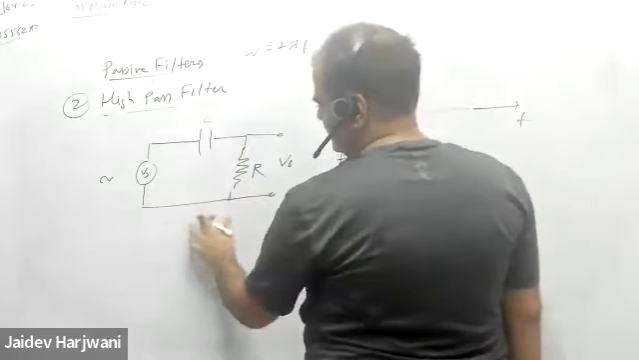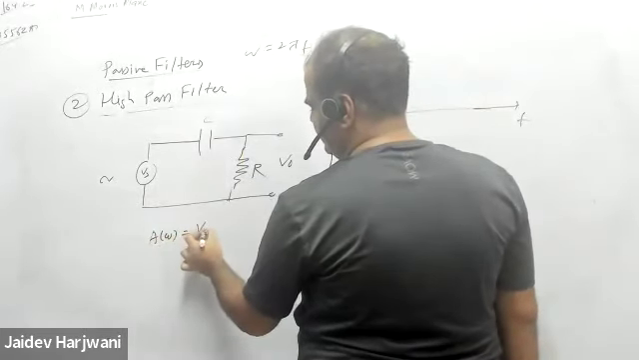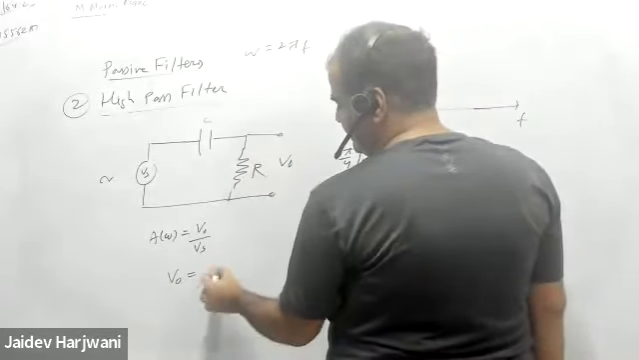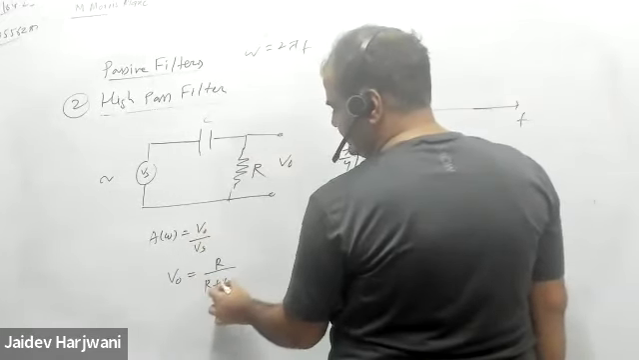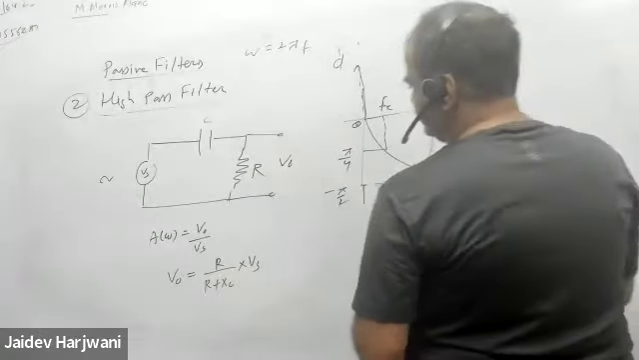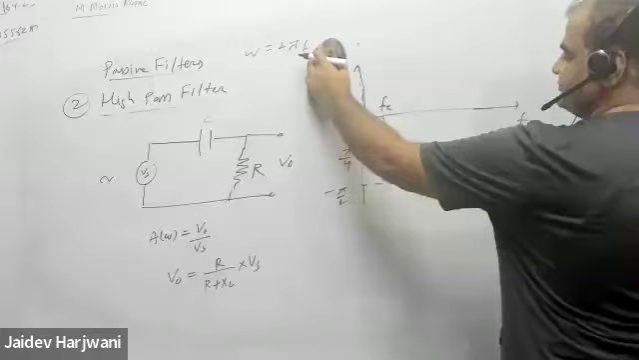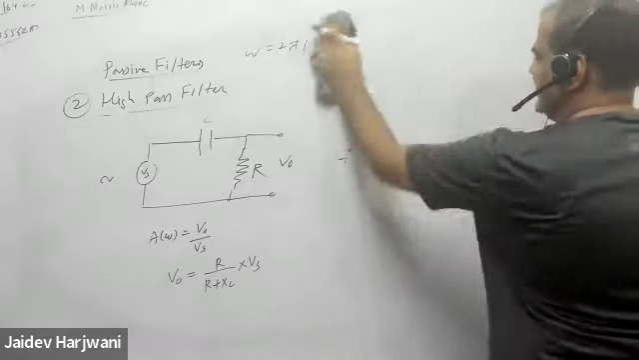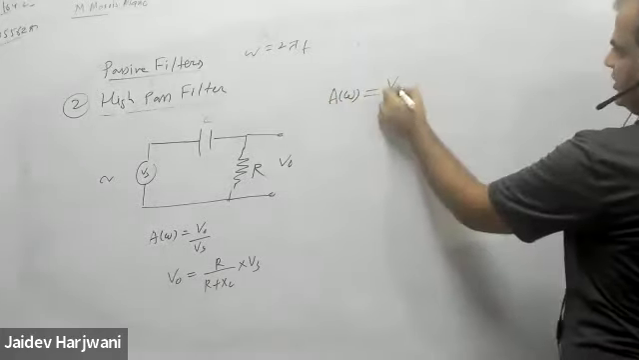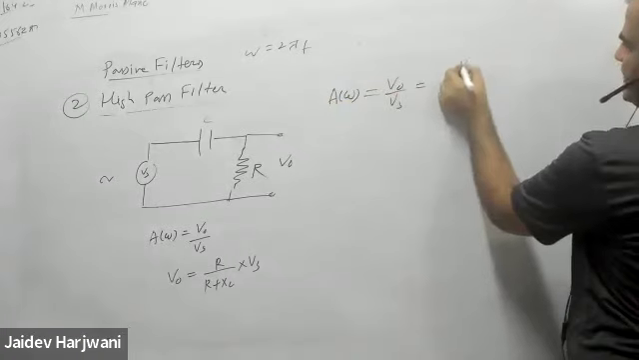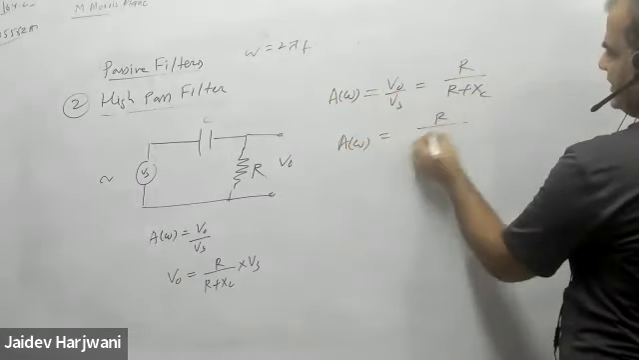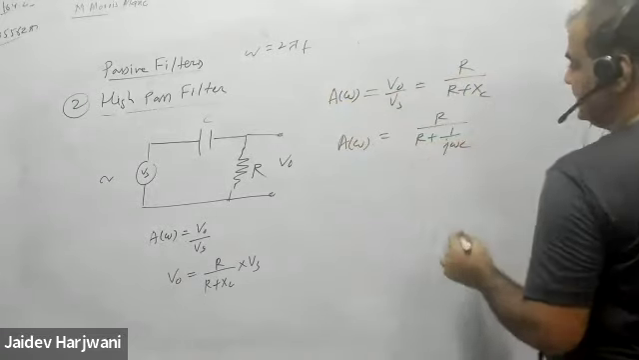This is C. So gain as a function of frequency will be V naught by Vs, and V naught will be, now I'm taking it across the R. So it will be R upon R plus XC into Vs. So gain will become A of omega, V naught by Vs. This will become R plus XC, that is R plus 1 by j omega C.